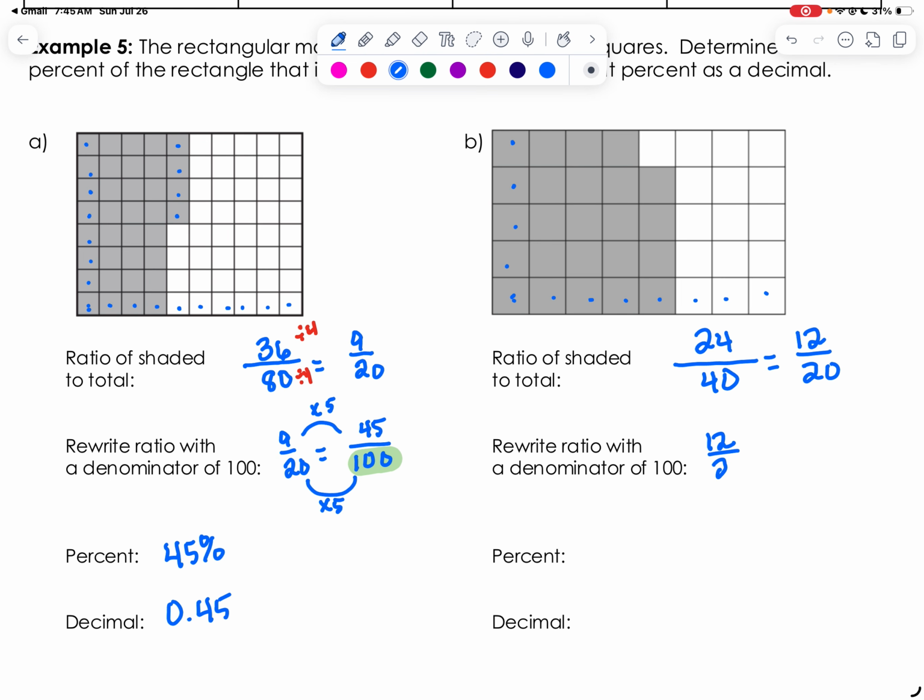Because remember, we cannot determine the percent until we can write our fraction with an equivalent fraction that has a denominator of 100. So I can scale this to 100 if I multiply by 5. So 12 times 5 gives me 60. So now that we have a fraction with a denominator of 100, now we can determine the percentage. So this would be 60%, and as a decimal, 0.60. And that concludes today's lesson, modeling percents.